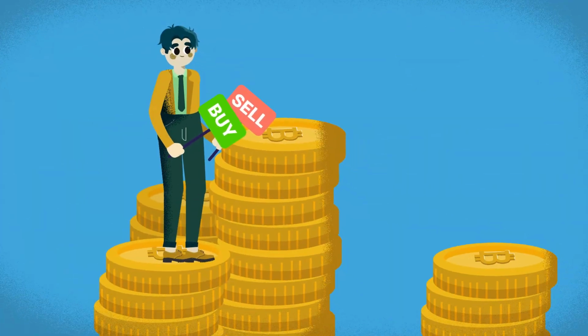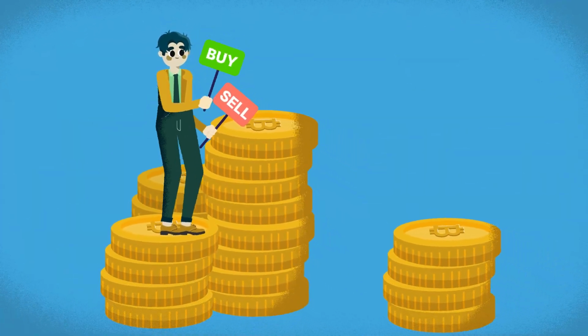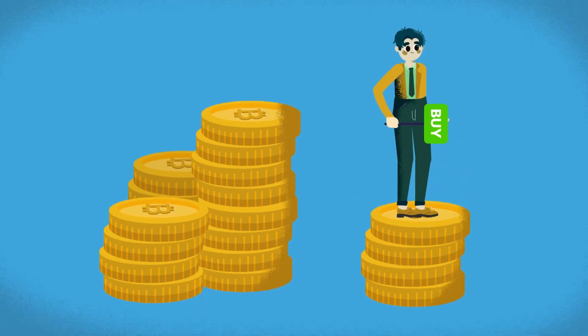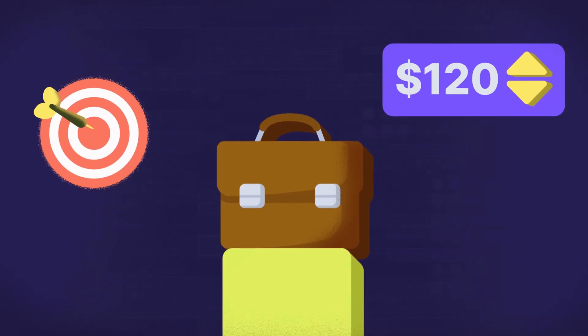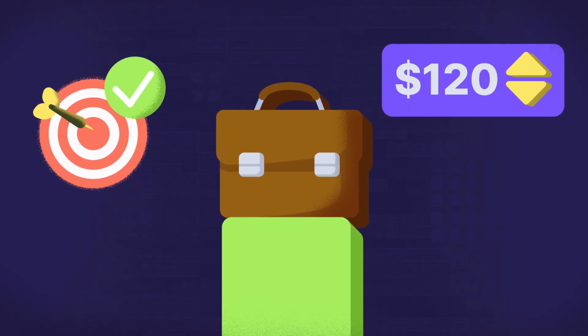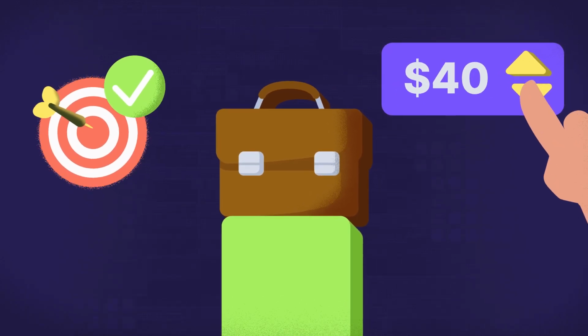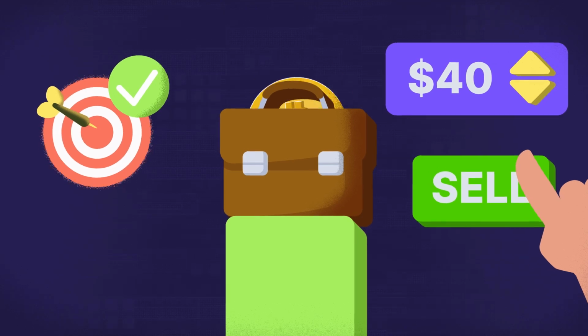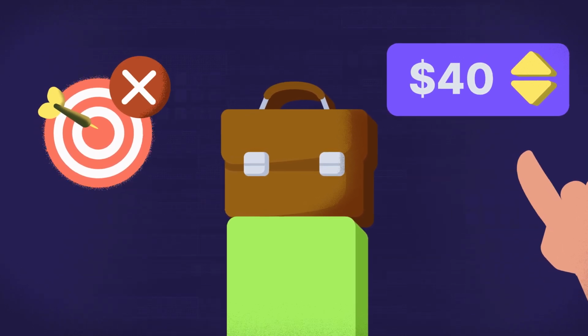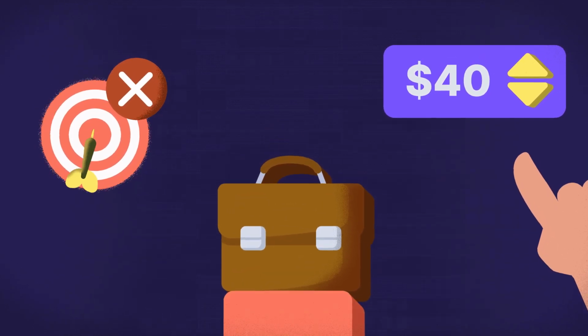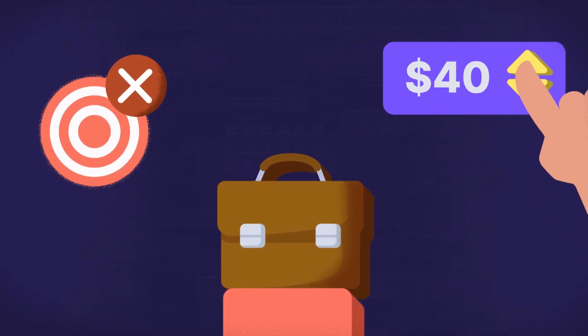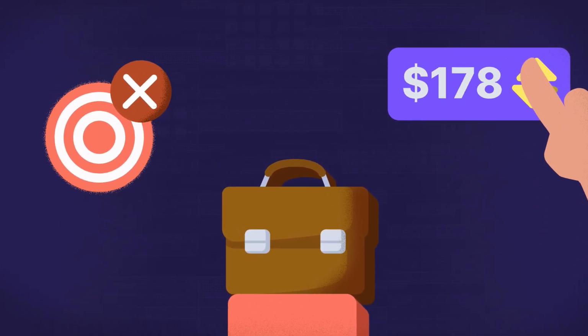With value averaging, investors buy more when prices are lower and less when prices are higher. So if their portfolio is up and they're on track with their goal, they can adjust their regular contribution down. If it's doing exceedingly well, they can even sell some of their assets. On the flip side, if the portfolio takes a hit during market downturns, they would then increase their contribution to make up for the gap.